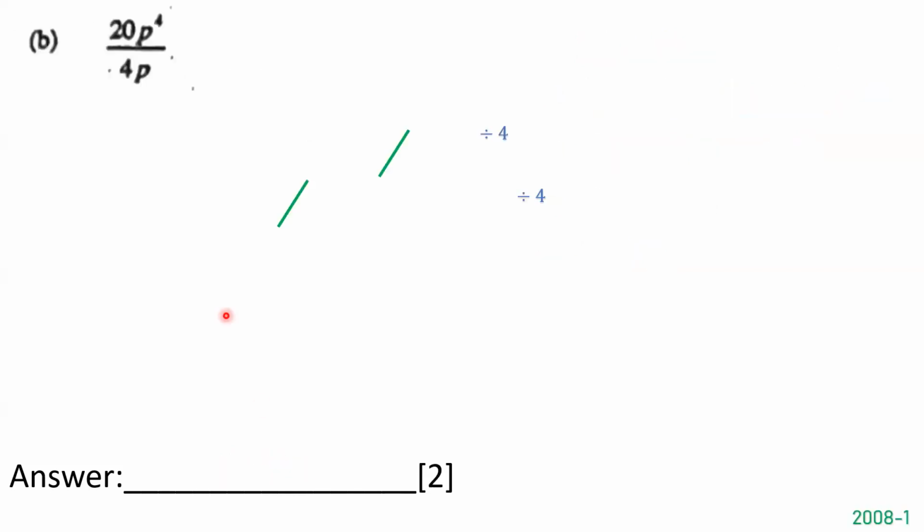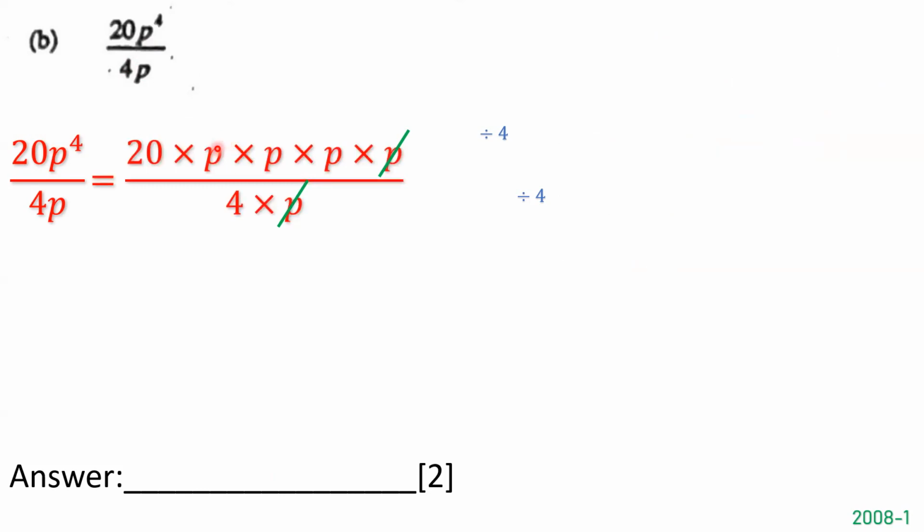Moving right along, we have this one. We have 20p to the fourth power all over 4p. And so what we're going to do is expand. Notice that this is p to the fourth power, so we're going to expand the top. This means we have p 4 times. So it's going to be 20 times p, p, p, and p. So we expand the top.